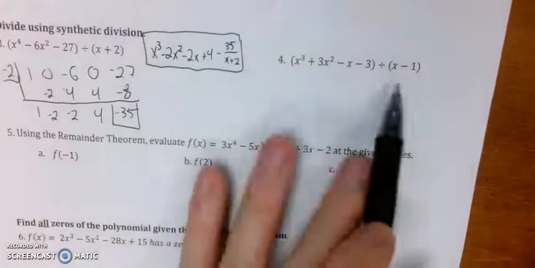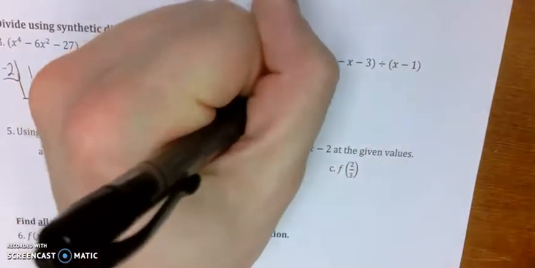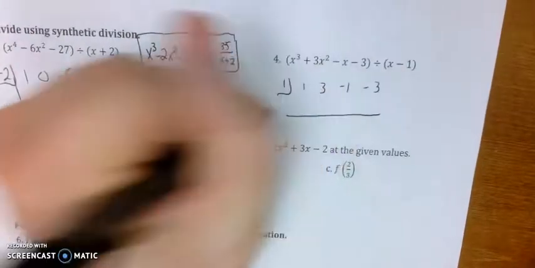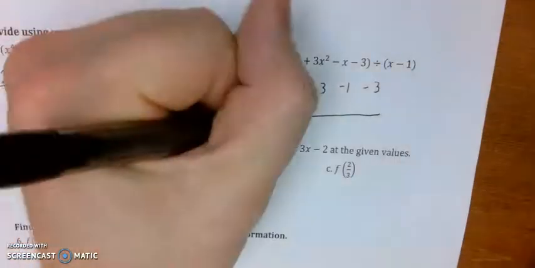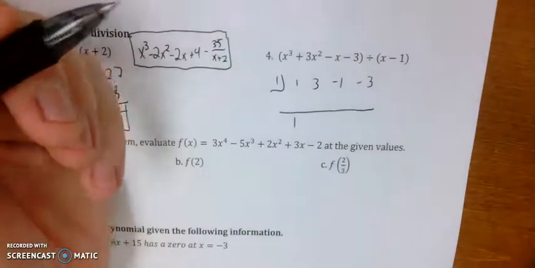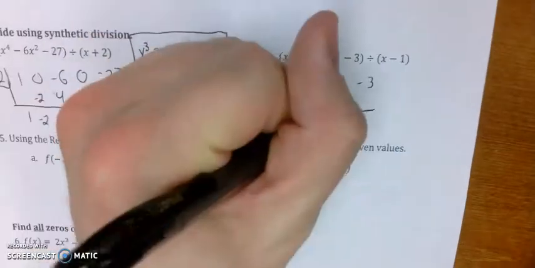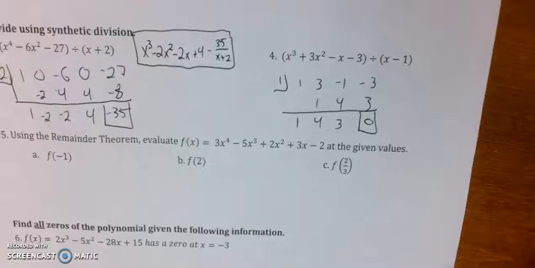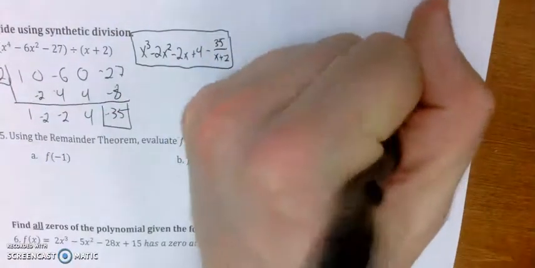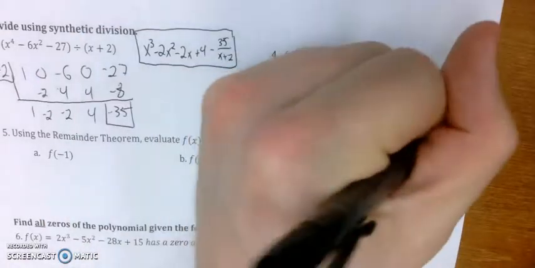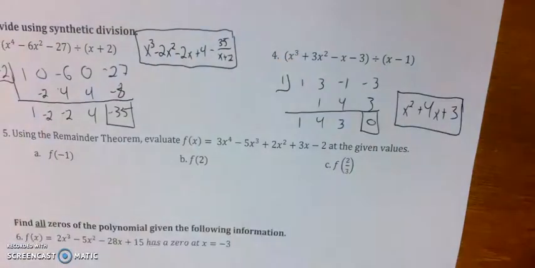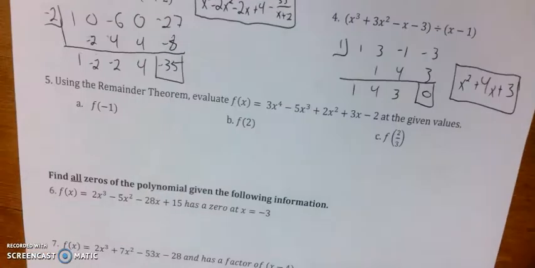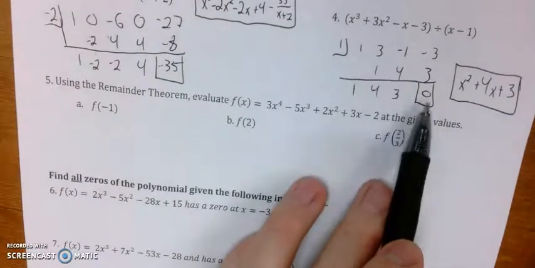All right, number 4, doesn't look like we skip any terms, so that's awesome. 1's going to go on the outside, and coefficients go across here. Drop the first number down, and every time we go diagonally, we're multiplying by a 1. So this would be a 1 here, a 4 here, then a 3 here, and sweet, we got a 0 remainder. We love 0 remainders. We're going to have 1x squared plus 4x plus 3, no remainder. That's our answer. Great.